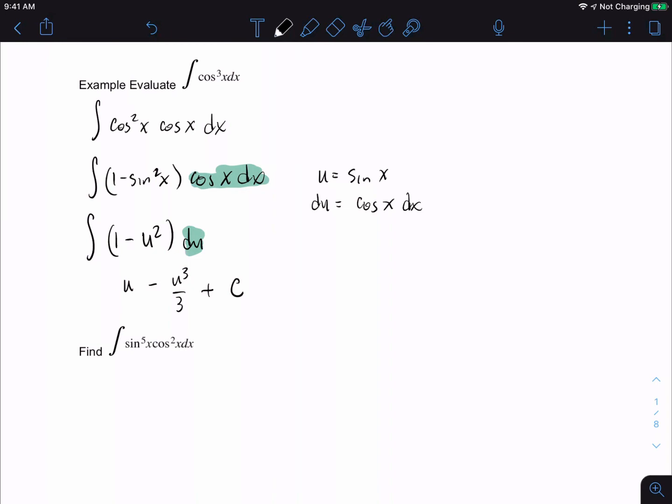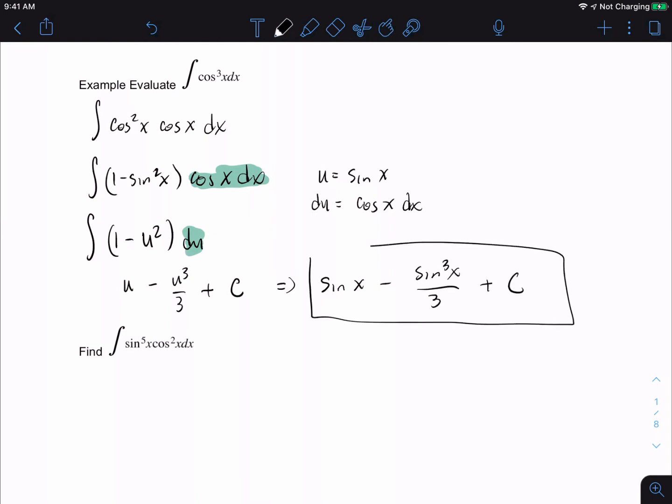Is this coming back to you guys? Are you remembering this? Yeah. Okay. From here, in order to get our actual answer, we need to substitute back what our u was, and so we end up with sine of x minus sine cubed of x over 3 plus some constant c. And there is our first problem.